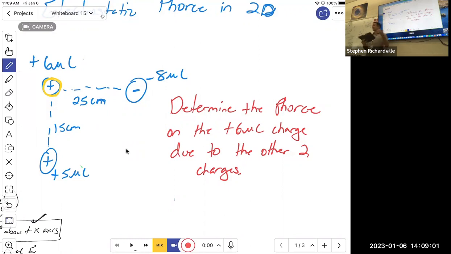Back to it. Does the 6 want to go towards the 5 or away from the 5? Away. So I've got it up. Does the 6 want to go towards the 8 or away from it? Towards. I got it right. And you can see where this has gone, right? Can I add those two? Can I subtract them?